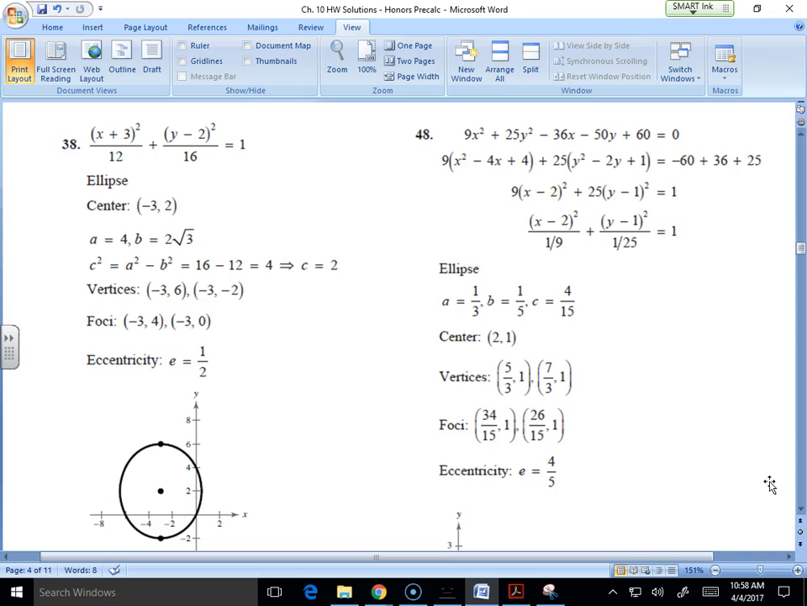48 needed completing the square. Questions? For 38, I mixed up a and b. How do you know which one's a and which one's b? Good question. I just kind of go with wherever the value is.